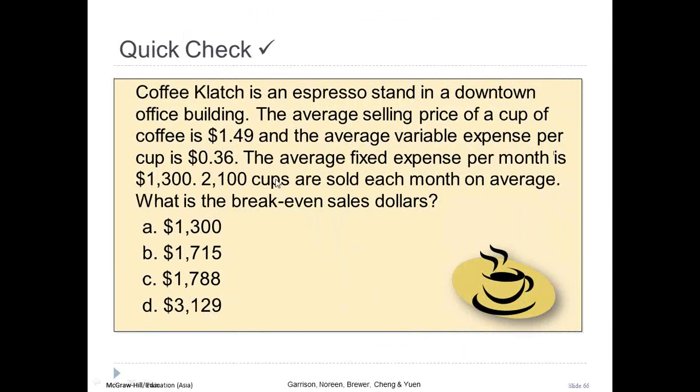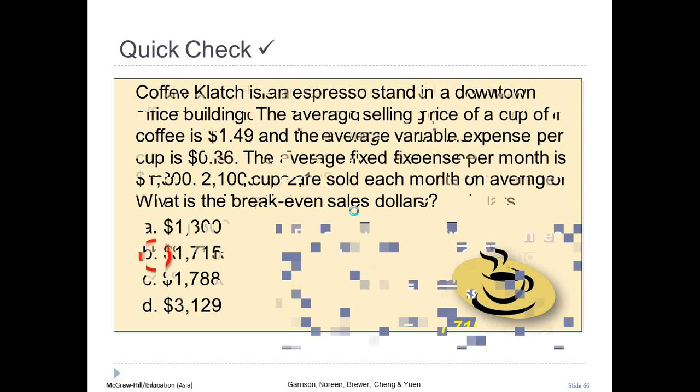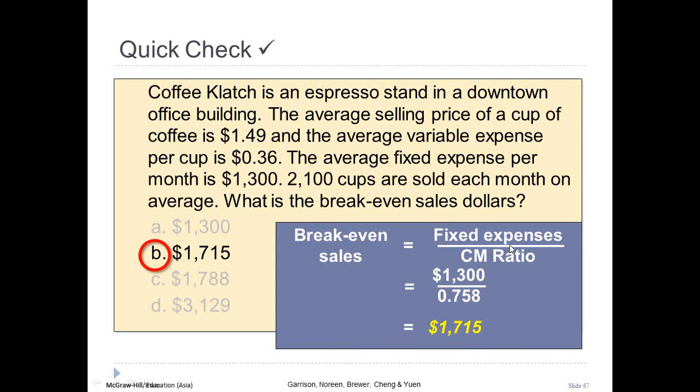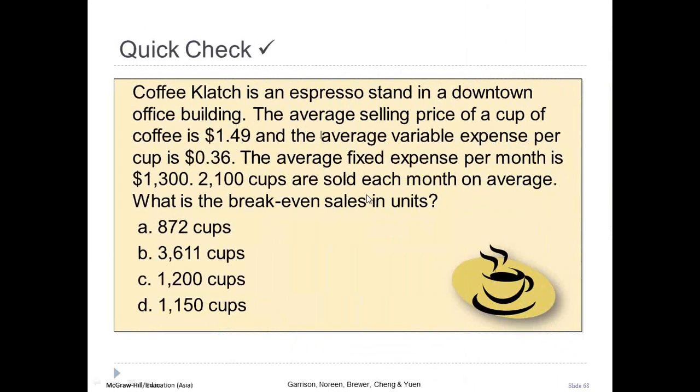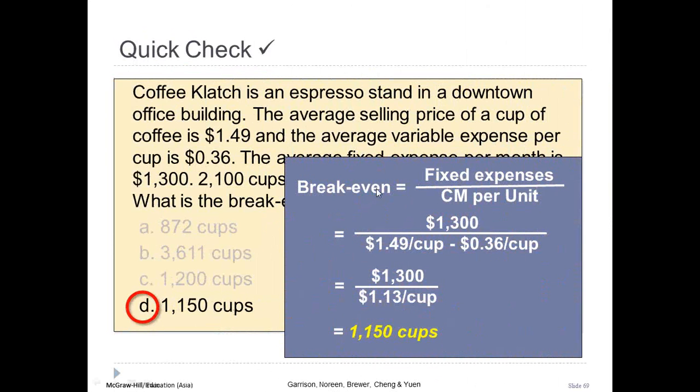Once again, we'll do our check. $1.49 sale price, variable expense per unit 36 cents, fixed expense $1,300. This is our sales in units. What's the break-even sales dollar? Fixed expenses divided by contribution margin ratio gives you this value, our break-even in sales. Okay, or 1,150 in cups.